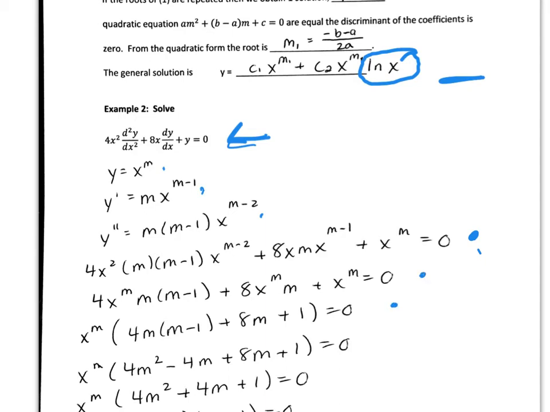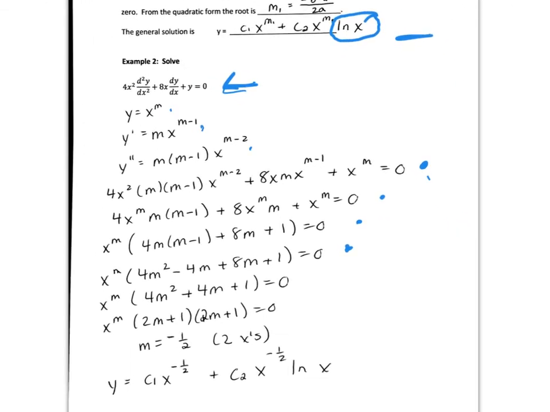Factor out your x to the m. Simplify what's inside. And you finally end up factoring. You get negative 1/2 showing up 2 times. The way you represent that, c1 x to the negative 1/2, c sub 2 x to the negative 1/2, repeated factor ln of x. And that's your solution.